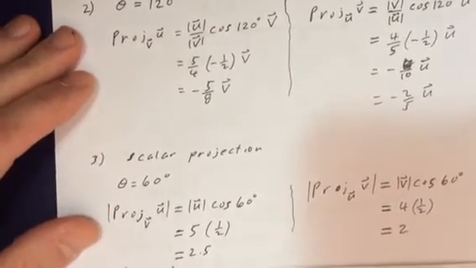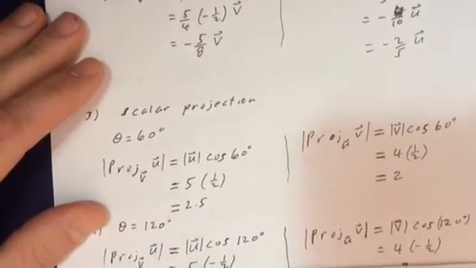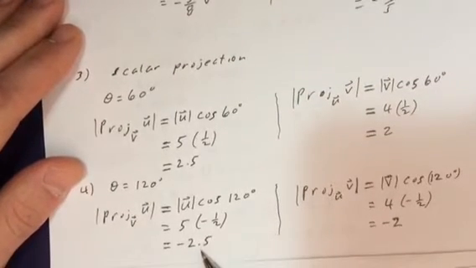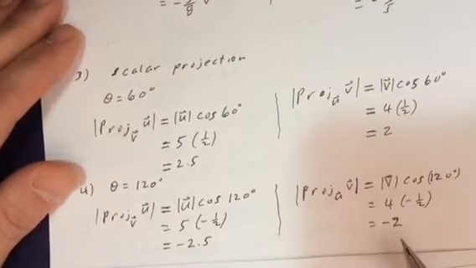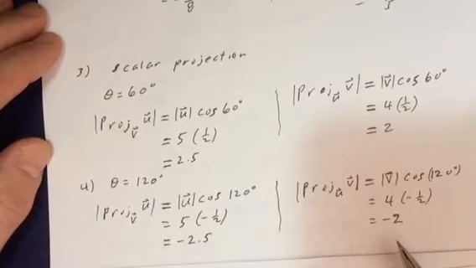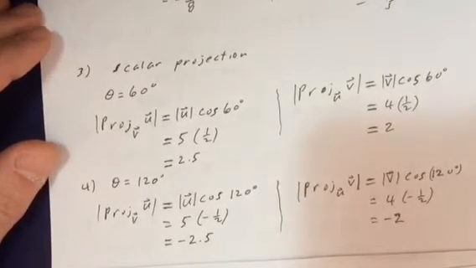And when the angle is greater than 90, the vector is going to go the other way, so our scalar projections are now negative. That indicates it's going the opposite way of vector v. So that's how that one works out.